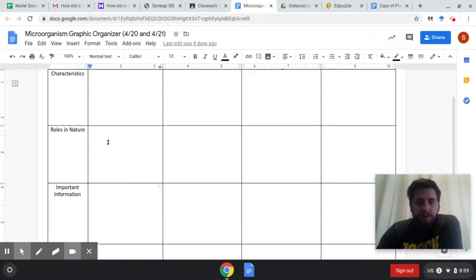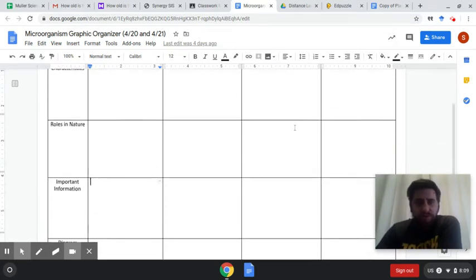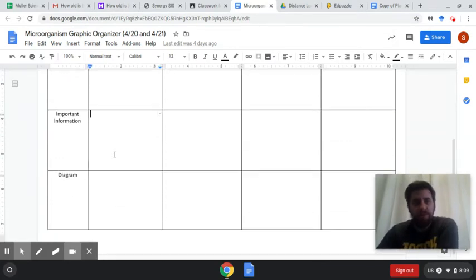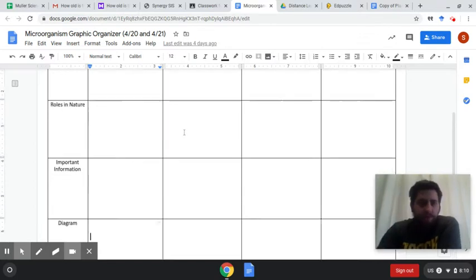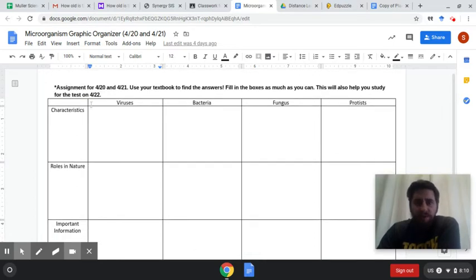Talk about some important information. This doesn't have to be too much, but what are some important things about viruses that you didn't cover in characteristics and roles? And what are some important things about all those other ones? And then just give me a diagram, a picture, uploaded off the internet of a basic looking virus, bacteria, fungus, and protist. I know these things are very diverse, especially protists, but you can just pick one type of protist and do that. But again, these are all in your textbooks. It's going to be a really great way to study for the test.